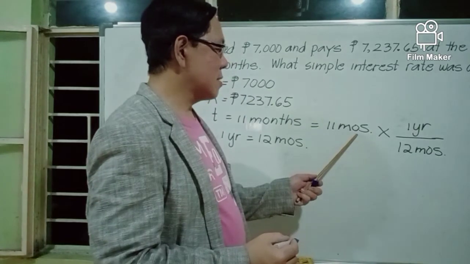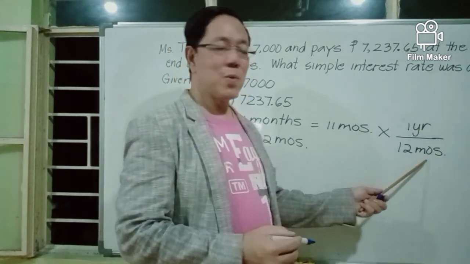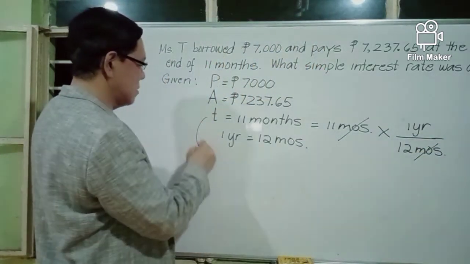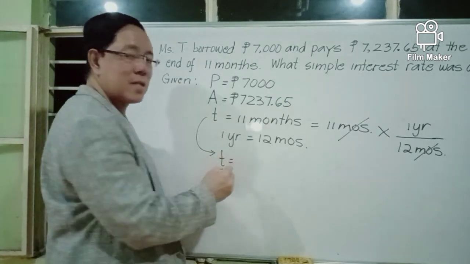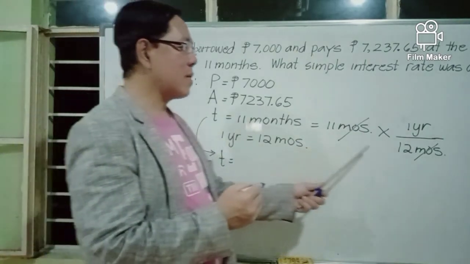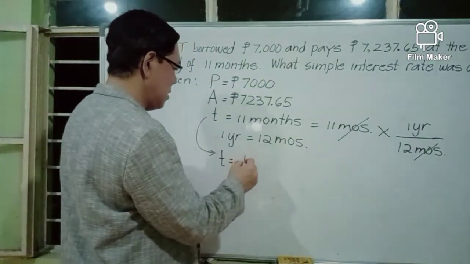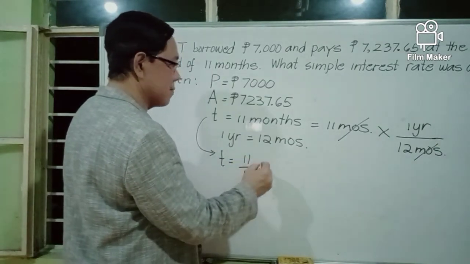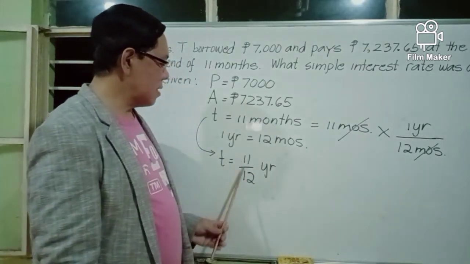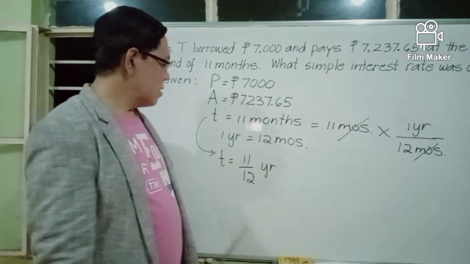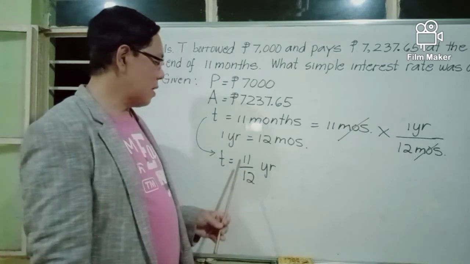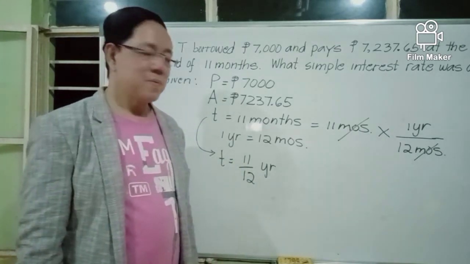And you can see months in the numerator and months in the denominator will cancel out, and we have converted time from months to years. 11 months is equal to 11 divided by 12 year. You may not write this as a decimal number. You may substitute the value of T in the formula as is, 11 over 12.